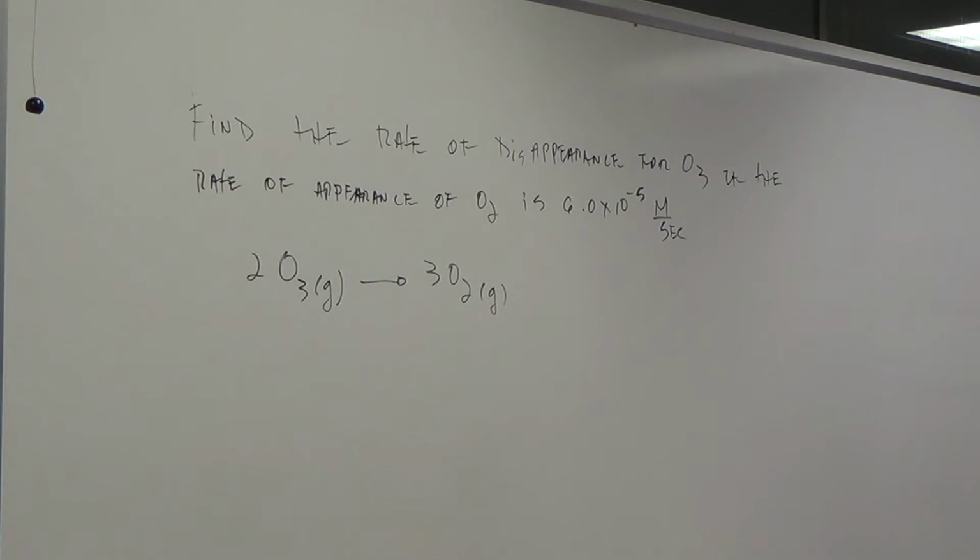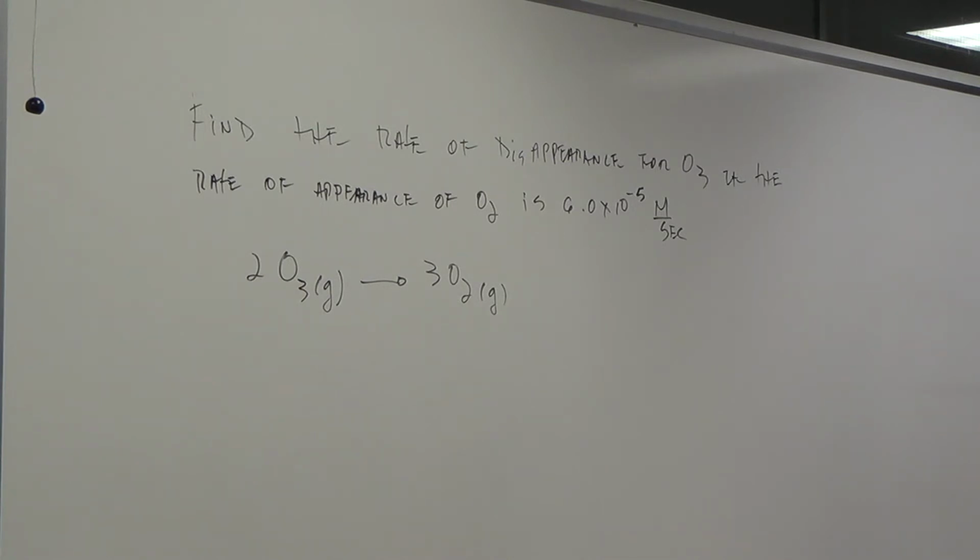So, I want the rate of disappearance of O3. Why do I use the word disappearance for O3? Because O3 is a reactant, and what is it doing? It is being converted into a product, yes? So it's not like it's disappearing as an act of magic, okay? It's just going away.